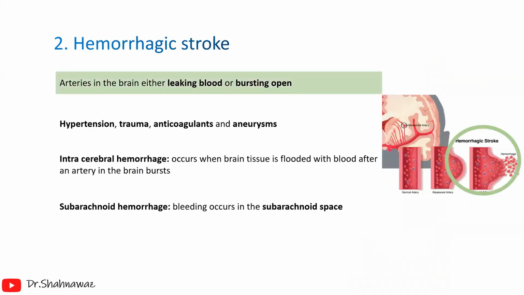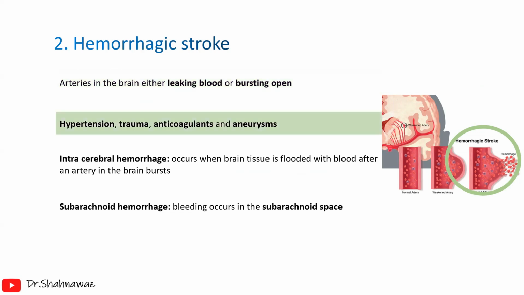The second most common type of stroke is the hemorrhagic stroke. Hemorrhage means the rupture or burst of the artery. Look at this picture. We have the bursting opening of the vessel, and the blood is coming out. The blood leaks during the hemorrhagic stroke. When blood leaks inside the brain, there may be a flood of blood in the brain, and the tissues may be cut off from the blood supply.